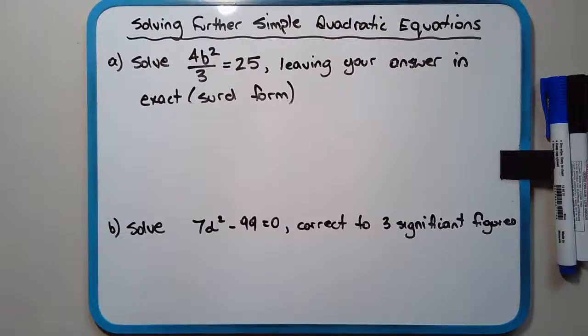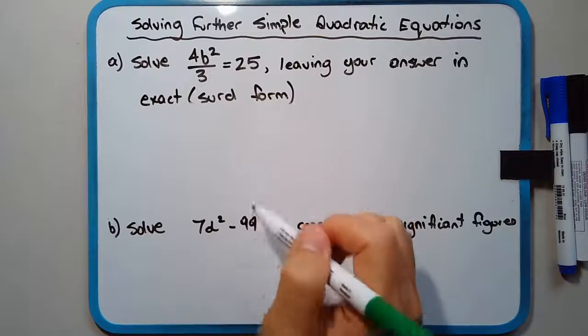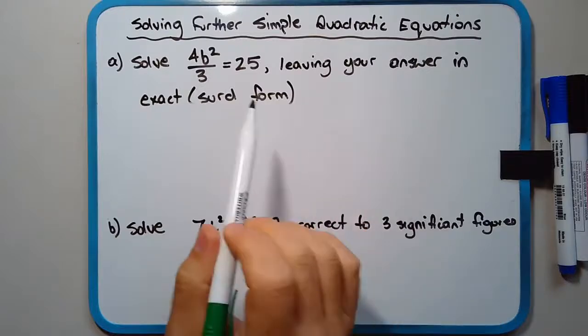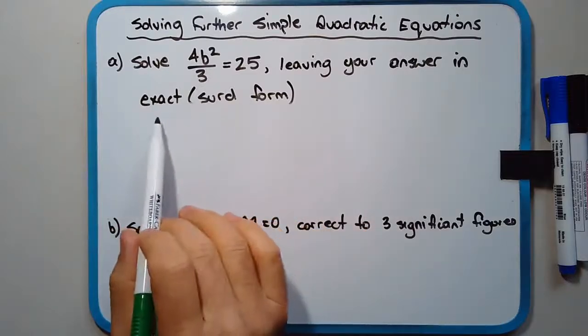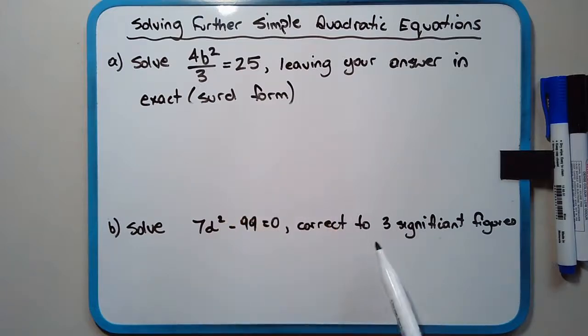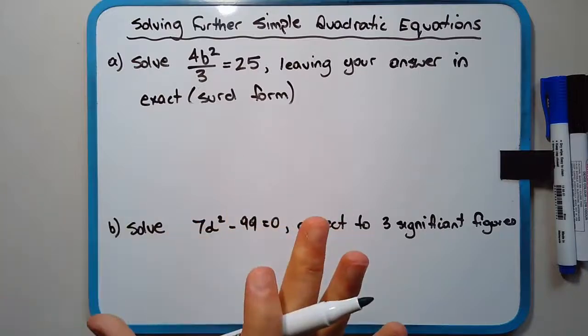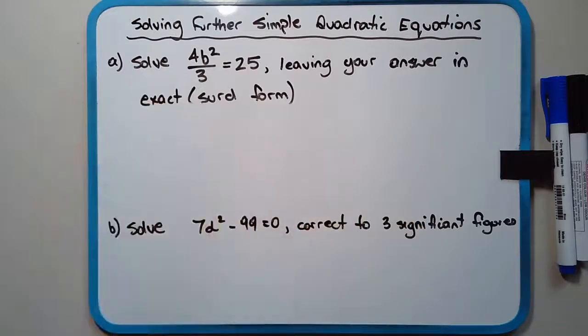We're going to solve two more simple quadratic equations. And this time really just to highlight the two ways that we can express our answer. We can either express our answer in exact surd form, or we could be asked to round the answer either to just so many decimal places or to so many significant figures.